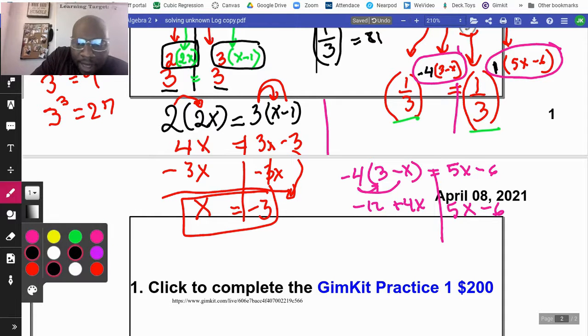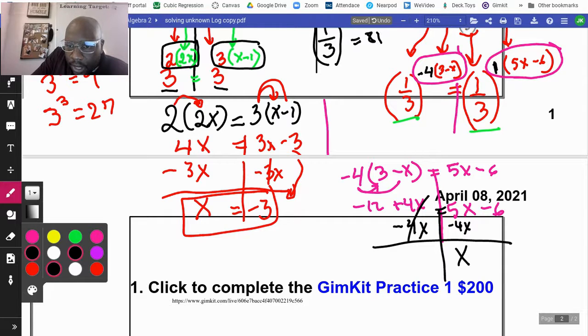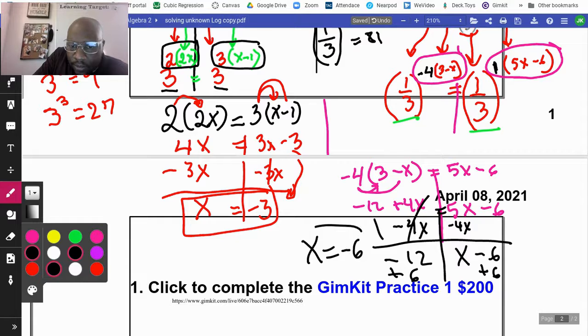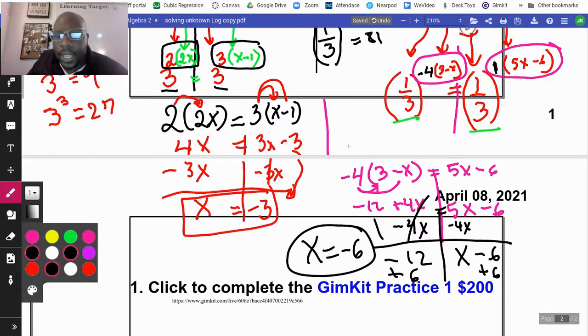All right, what's the next math work I should do here? What's easier? Subtract the 4x. Adios, subtract the 4x. I get 1x here. And then minus 6, and then the minus 12 here. What do I do next? Add the 6. Add the 6. X equals, what's -12 plus 6? You get -6. Boom. Just like that, we are done.